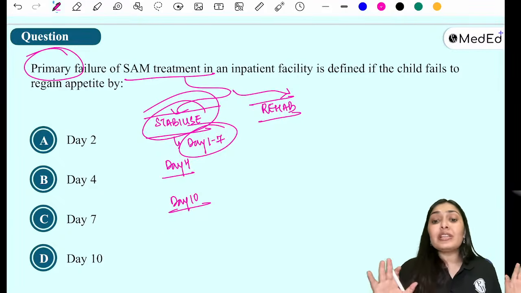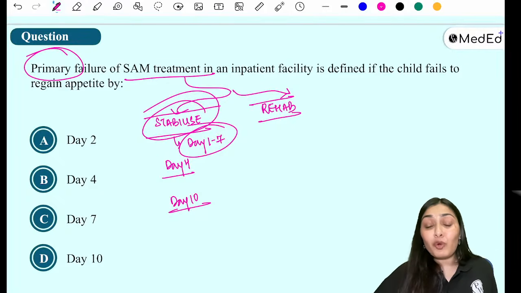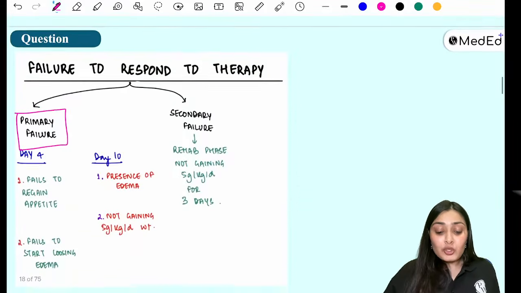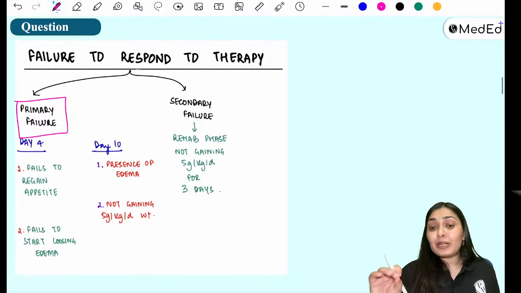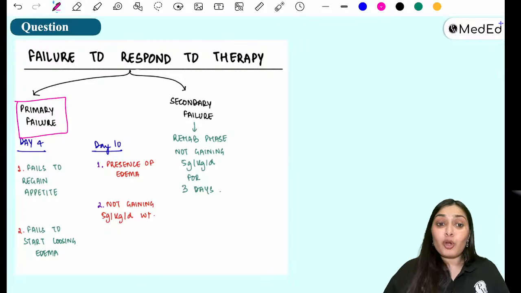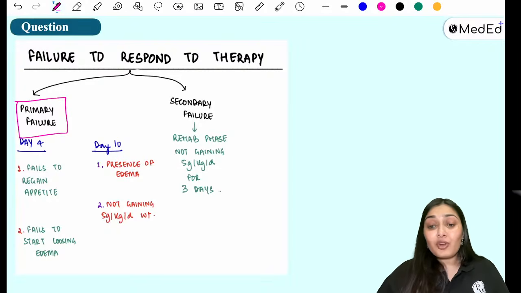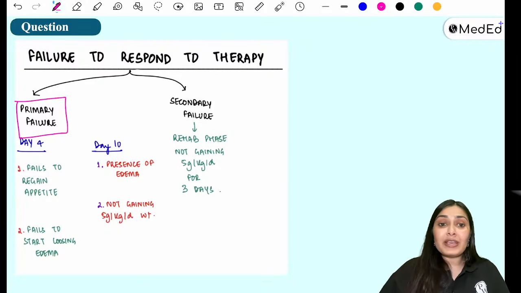So if initially the response is not there, this is primary failure. If the response is not coming afterwards, when we want the child to gain weight, that is in the rehabilitation phase, that is the secondary failure. So the primary failure, the definition is that by the end of day 4, the child fails to regain appetite or fails to start losing edema, or by day 10 the child still has edema and is not gaining weight 5 gram per kg per day. And what is secondary failure? In the rehabilitation phase, if the child is not gaining 5 gram per kg per day for 3 days, that's secondary failure.